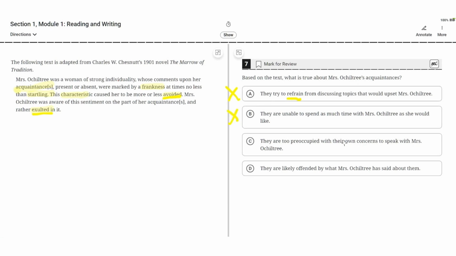C. They are too preoccupied with their own concerns to speak with Miss Ochiltree. This is incorrect because the text didn't say that her acquaintances were preoccupied with their own concerns. Rather, it just says that they avoided her. D. They are likely offended by what Miss Ochiltree has said about them. This makes sense because it says that Miss Ochiltree's comments about her acquaintances were marked by a frankness that at times was startling, and this characteristic caused her to be more or less avoided by her acquaintances. So it would make sense that because her comments were startling, and her acquaintances avoided her, they were offended by what Miss Ochiltree had said about them. So D is the correct answer.